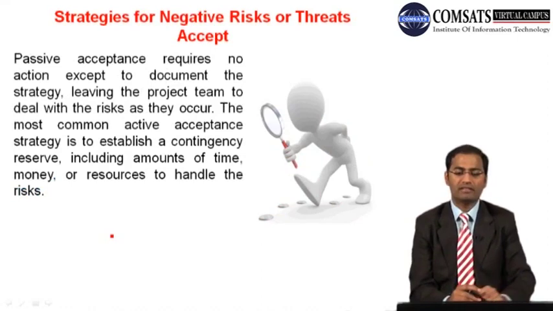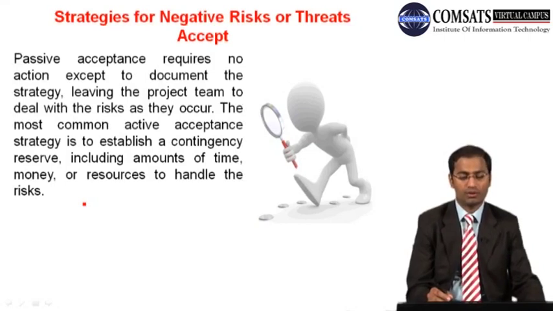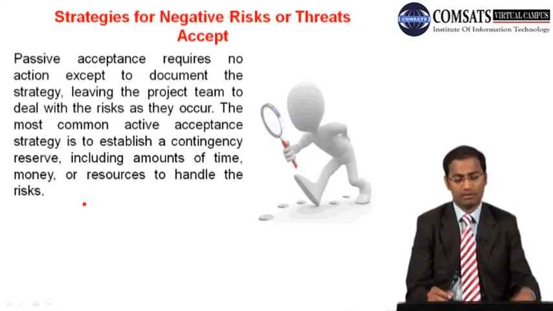Passive acceptance requires no action except to document the strategy, leaving the project team to deal with the risks as they occur. The most common active acceptance strategy is to establish a contingency reserve, including amounts of time, money, and resources to handle the risk if those happen.